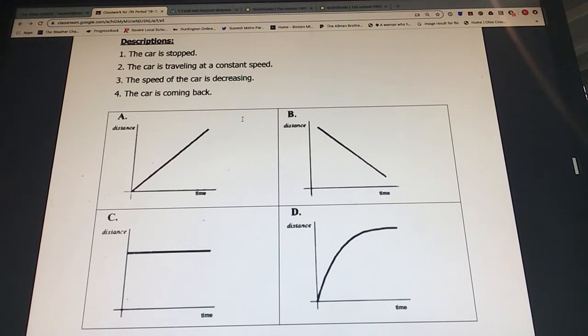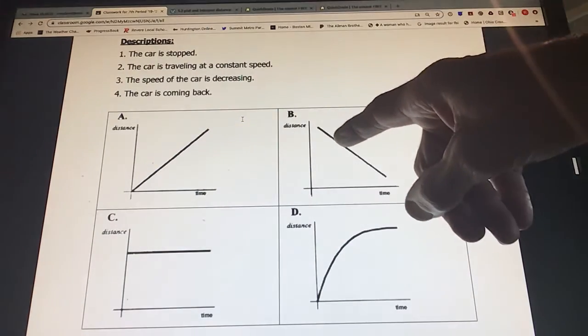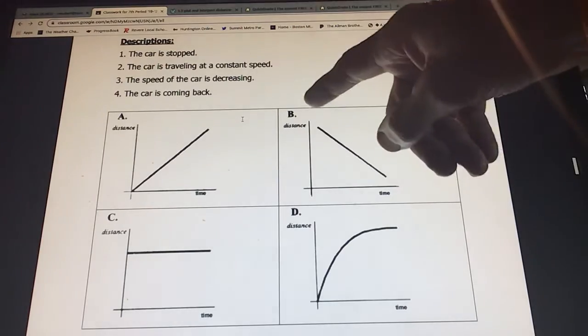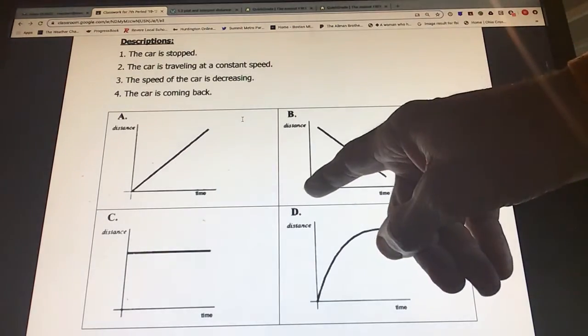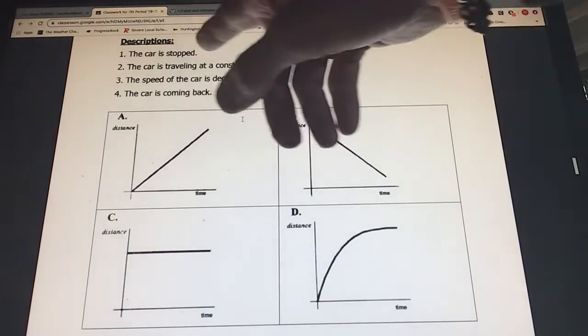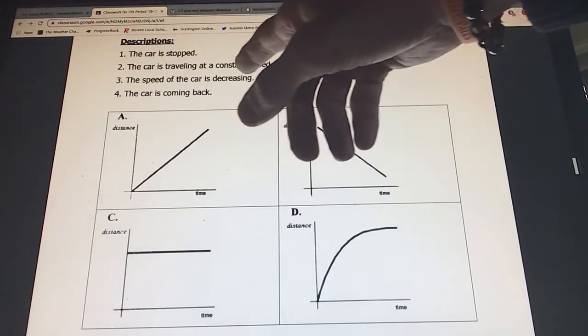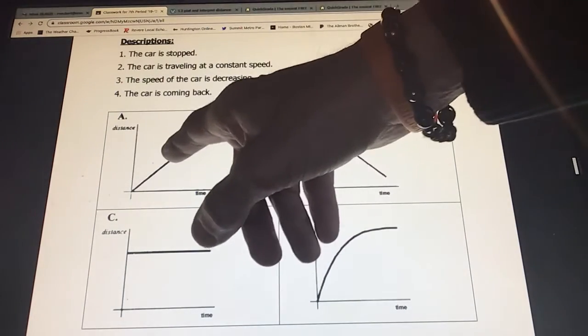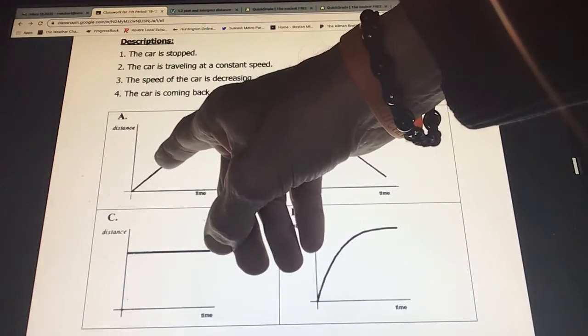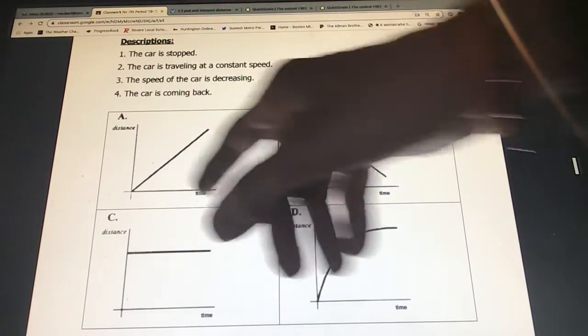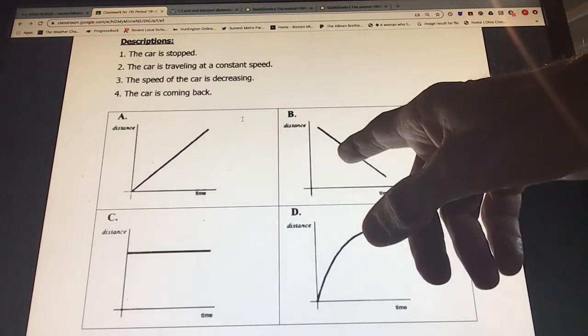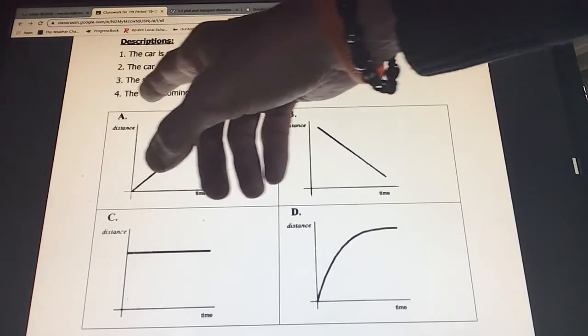So we're left with the car is coming back. That would be this one. It's 5 meters, 4 meters, 3 meters, 2 meters, 1 meter. It's getting closer to the base, to 0. There's your 0 point down here. So the car is traveling at a constant speed. This one is the best answer for A. 2A is A. Okay. This one is traveling at a constant speed, but it's coming back at you.